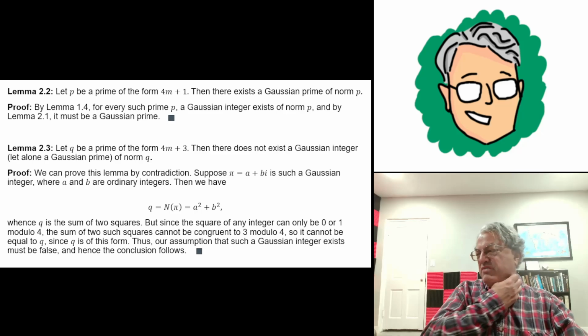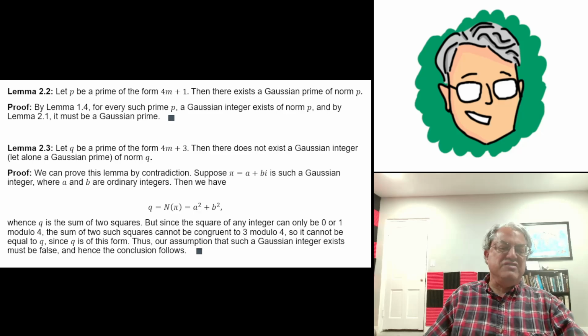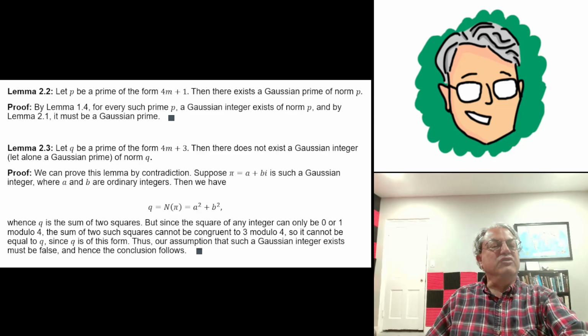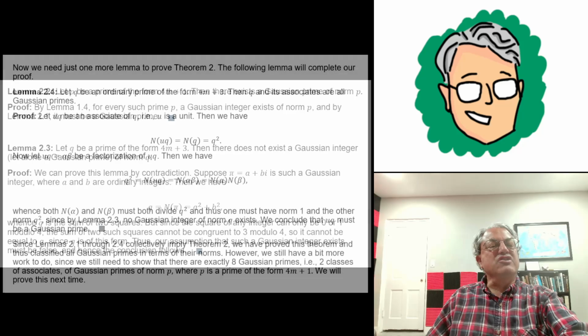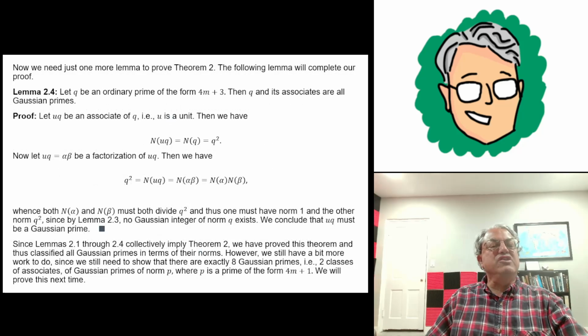That's actually a result about integers. It's not even a result about Gaussian primes. But it also proves that there's no Gaussian primes whose norm is a prime of the form 4m plus 3. That's a consequence. It's a corollary. And that's the proof of lemma 2.3. So now we're almost done. We just need one more lemma.